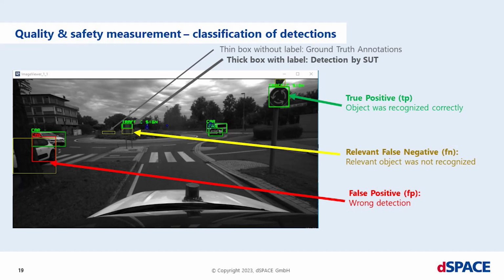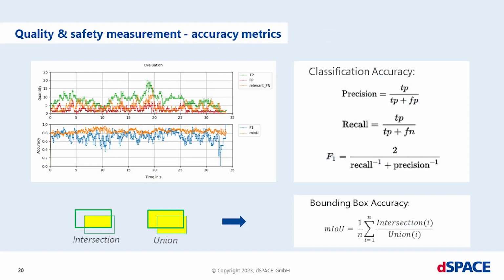Situation-relevant objects not detected by the algorithm, like some traffic signs in this example, are classified as false negatives. Concrete examples for perception-related KPIs are the accuracy metrics like precision, recall, and F1, which set the detection classes described before in relation. A further KPI used for object detection algorithms is the bounding box accuracy metric, also called intersection over union.